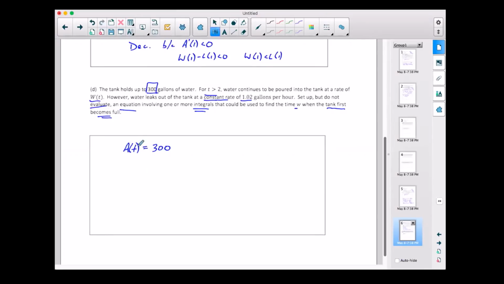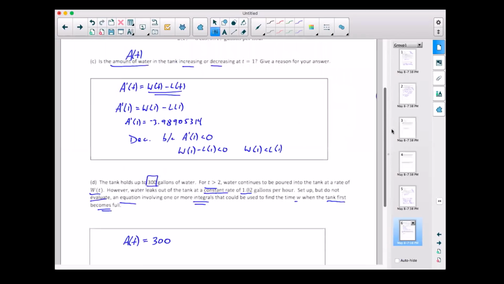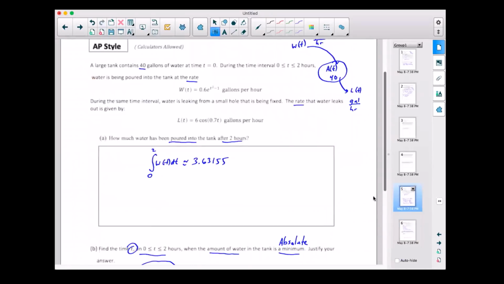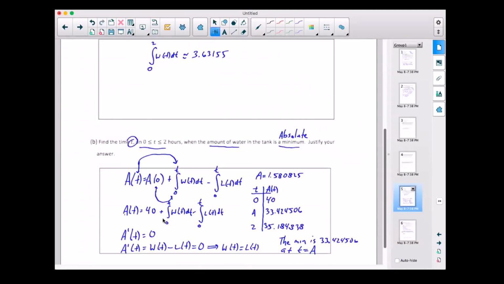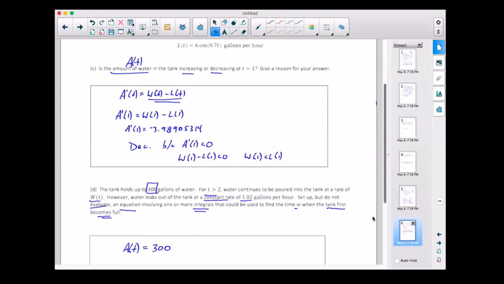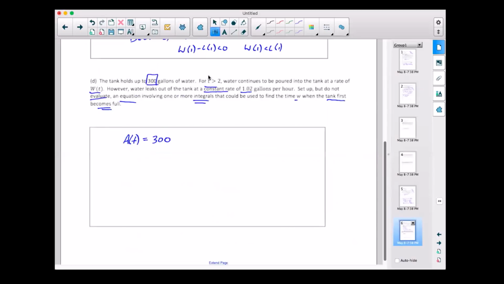Well, don't we have a formula for A of T essentially? We had this formula that we wrote on the previous page, right? We said A of T is equal to 40 plus the integral of W from 0 to T minus the integral of L of T from 0 to T. We can't quite use this exactly the way it is because that formula worked between 0 and 2. And now we're looking at what happens after 2. And so we're going to have a new amount equation.